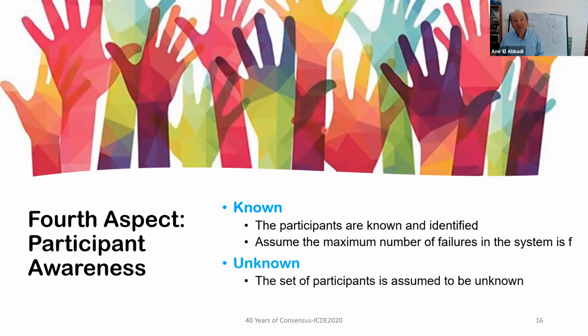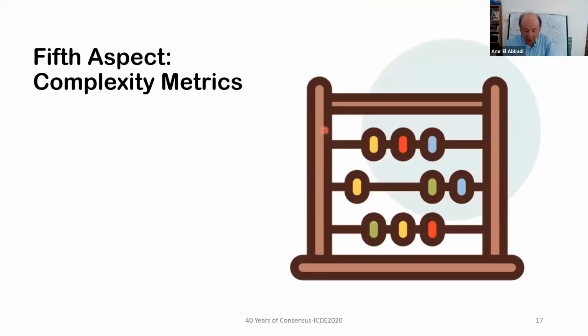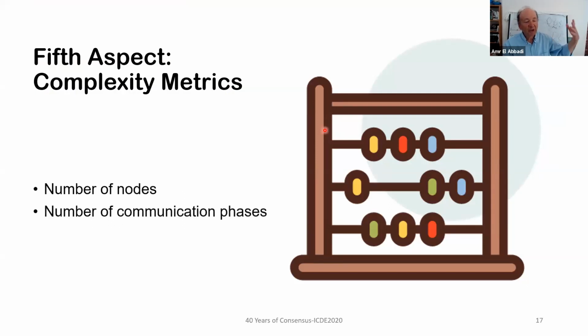However, recently, with the rise of blockchain and Bitcoin and all these cryptocurrencies, there's been interest in environments where you actually don't know the number of participants. As a result, all the protocols that we were working on before cannot really work because they were assuming knowledge of the number of participants. Then there are the obvious complexity metrics. We are interested in knowing for a given protocol the number of nodes that it needs, the number of communication phases that it needs, and the message complexity.